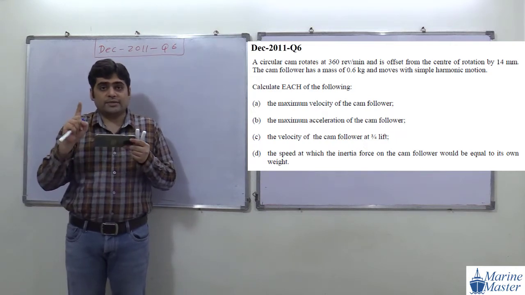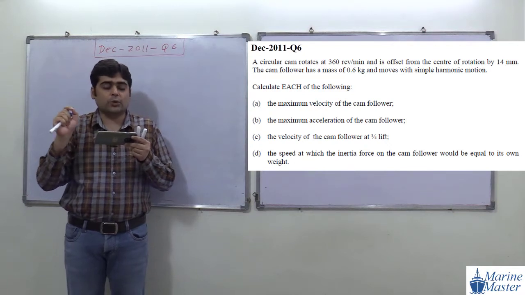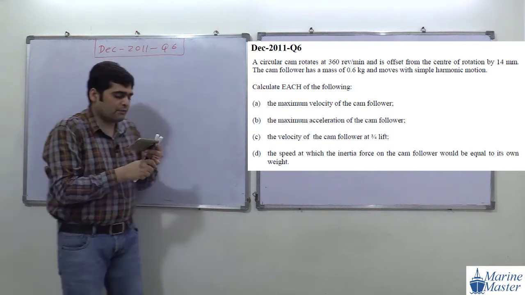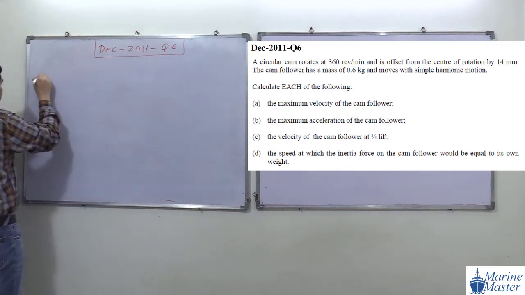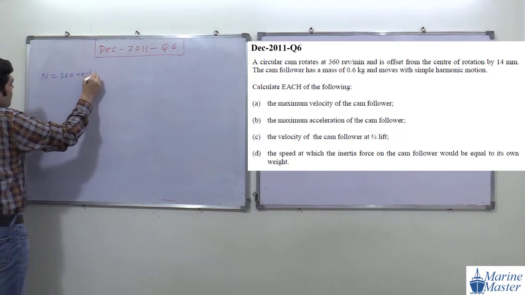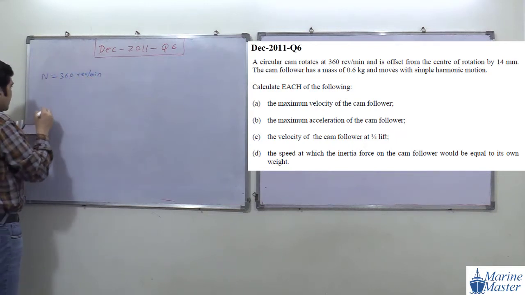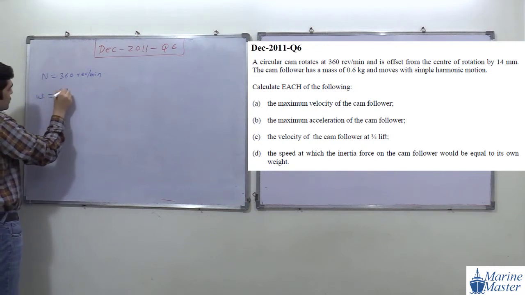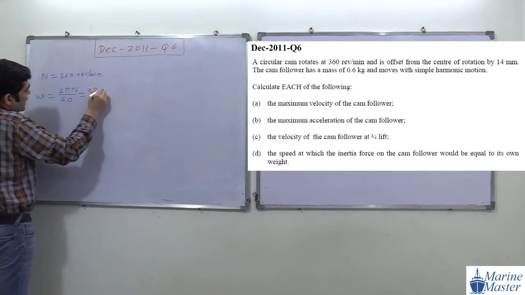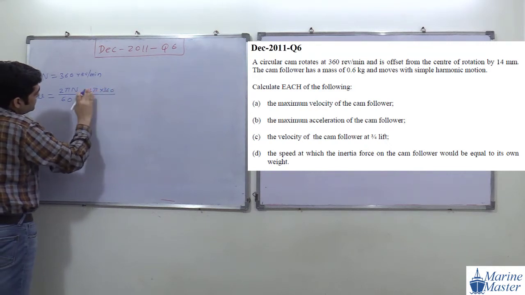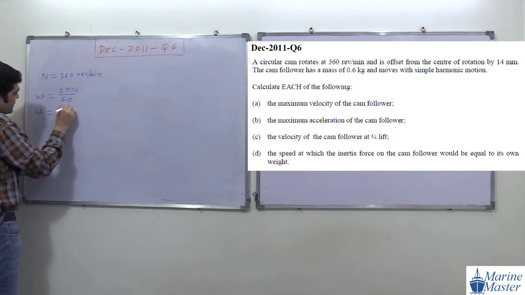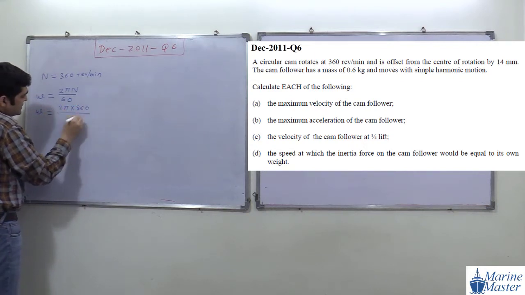A circular cam. See the word here. We have a circular cam that rotates at 360 revolutions per minute. So we have N, and N is 360 revolutions per minute. From N, we will get omega. Omega is equal to 2 pi N by 60. So 2 pi into 360, so omega is equal to 2 pi into 360 by 60.